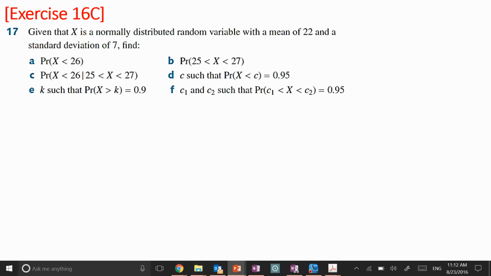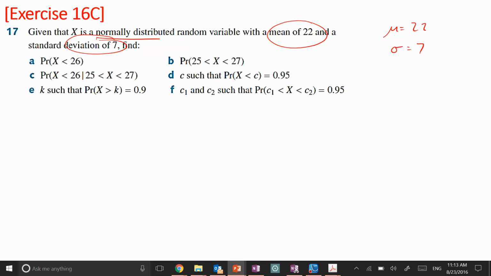It says, given that x is normally distributed, keyword. It didn't say standard normal. It said normally distributed. So it means I know the mean is not 0, and I know the standard deviation is not 1. And that's what they told me. Mean is 22. Standard deviation is 7. So I can start off by saying, all right, mean is 22. Standard deviation is 7. Let's answer the first question.